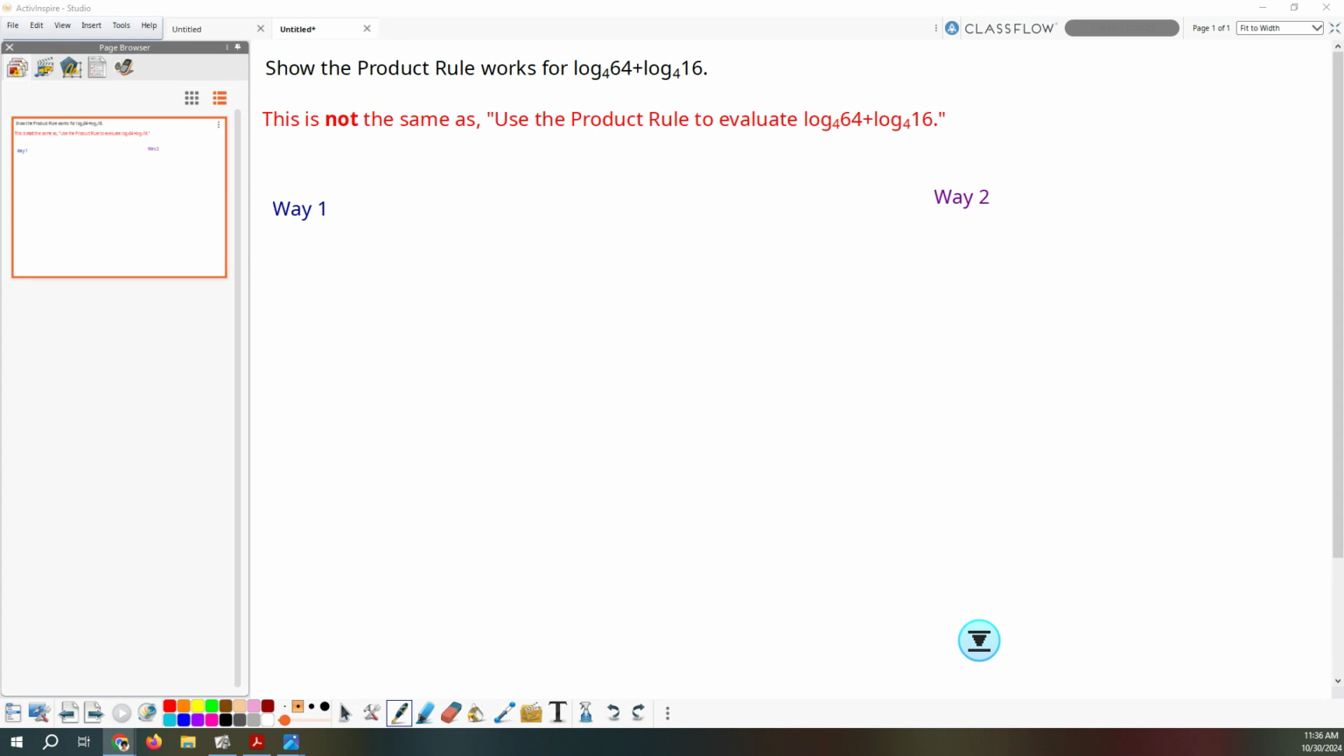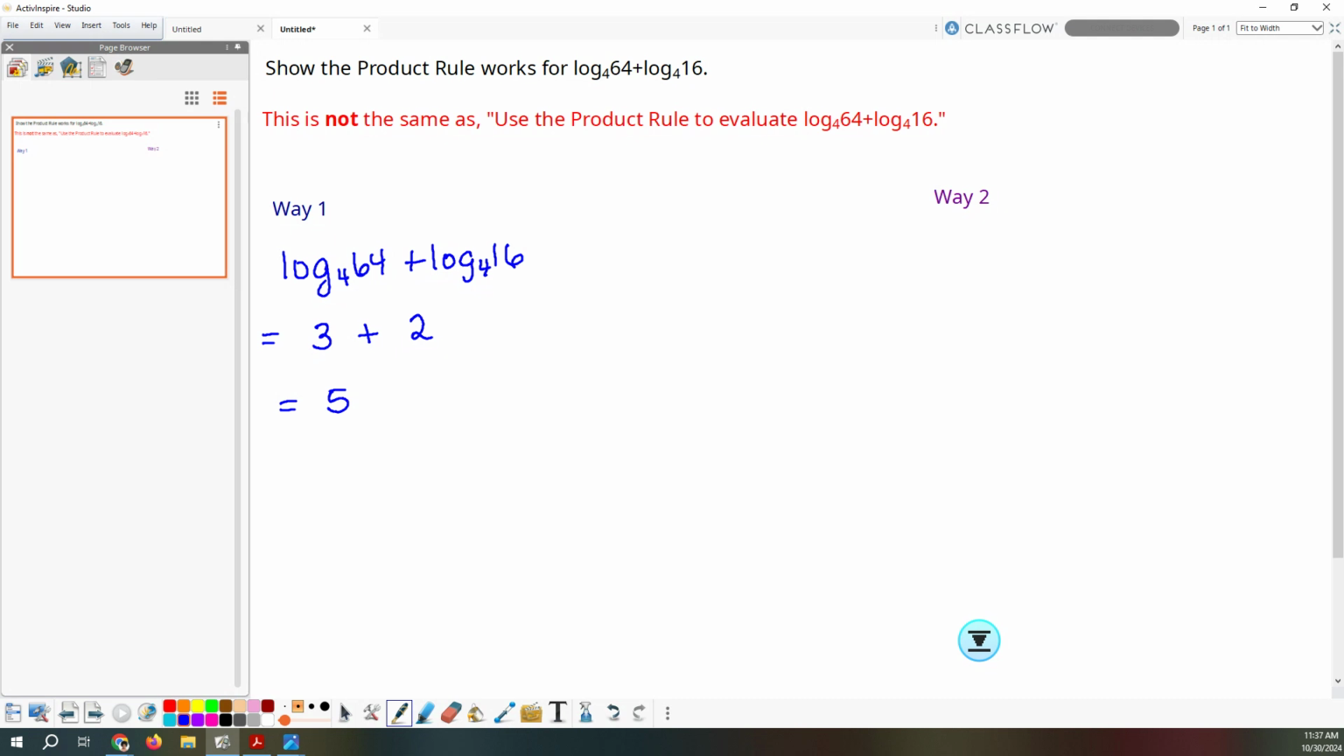So we want to show that the product rule works. There's two ways that you can do this. I'll show you the easier way first. What we want to do is figure out what the log base 4 of 64 plus the log base 4 of 16 equals without using the product rule. The log base 4 of 64 is 3 because 4 to the third power equals 64. Then the log base 4 of 16 is 2 because 4 to the second power equals 16. And then 3 plus 2 equals 5.